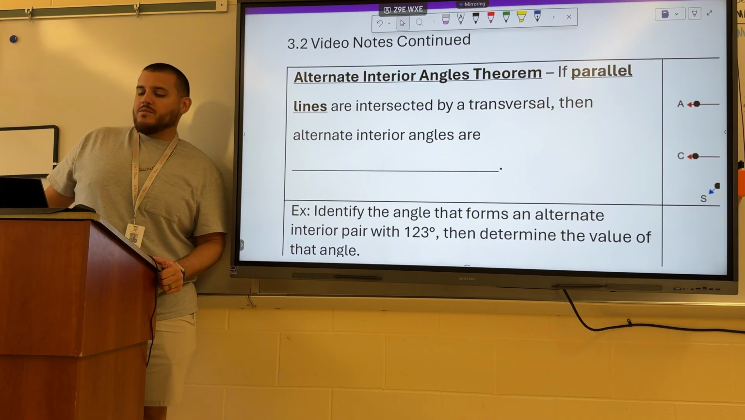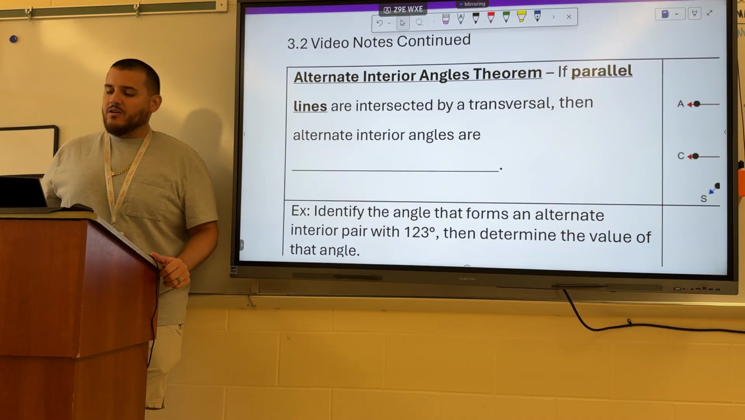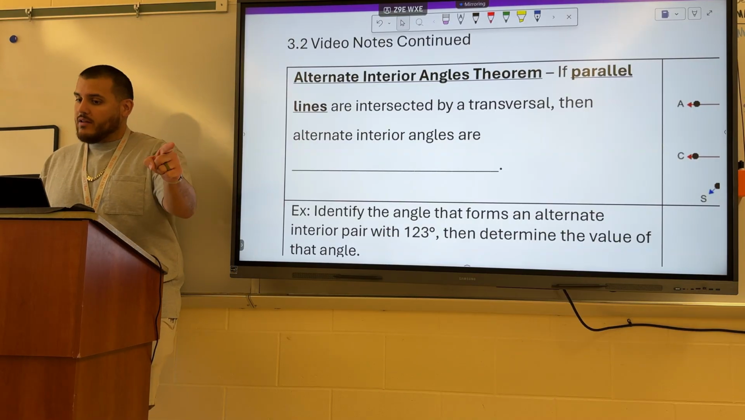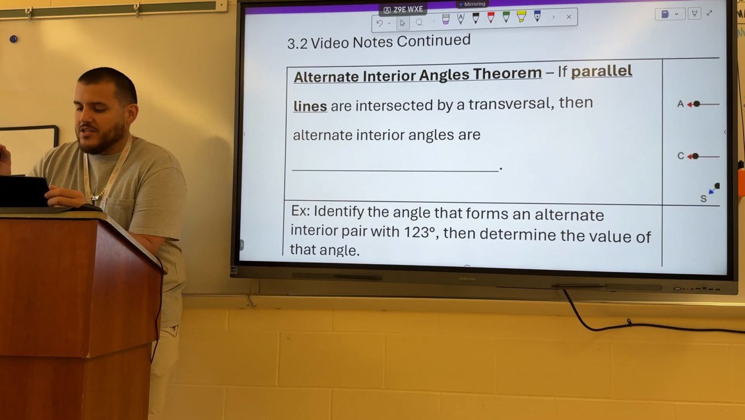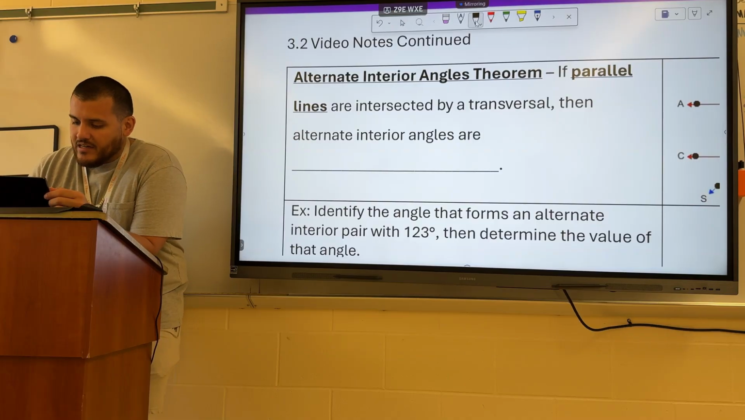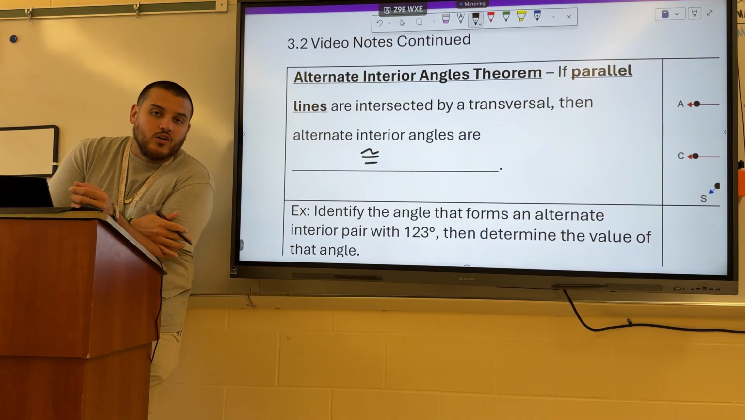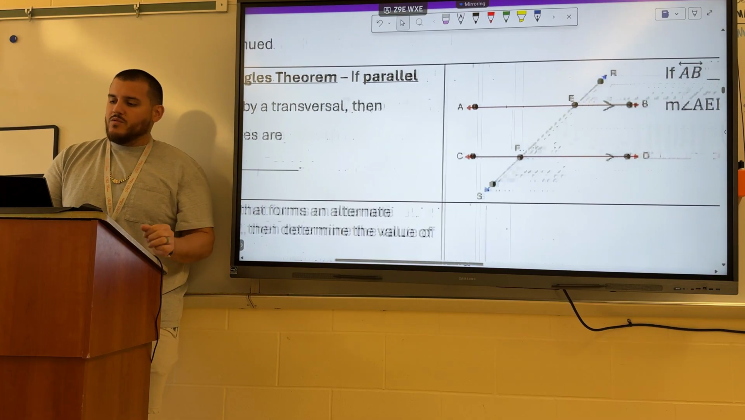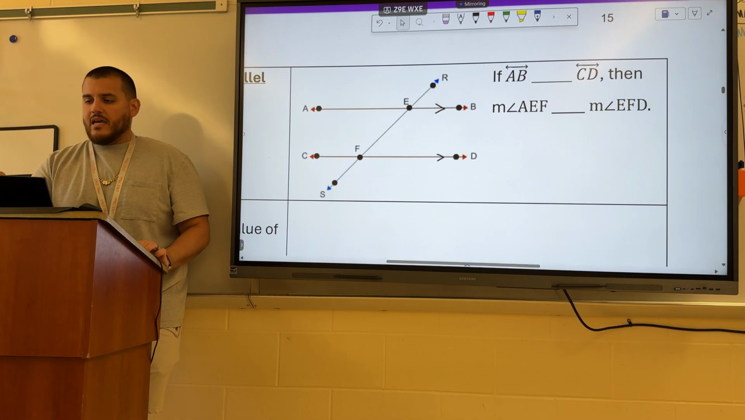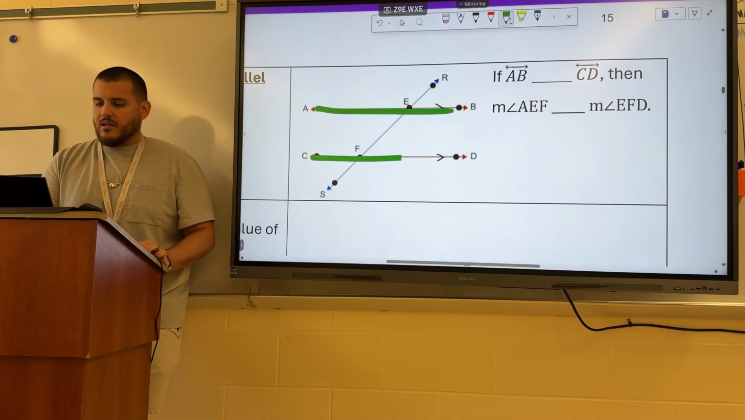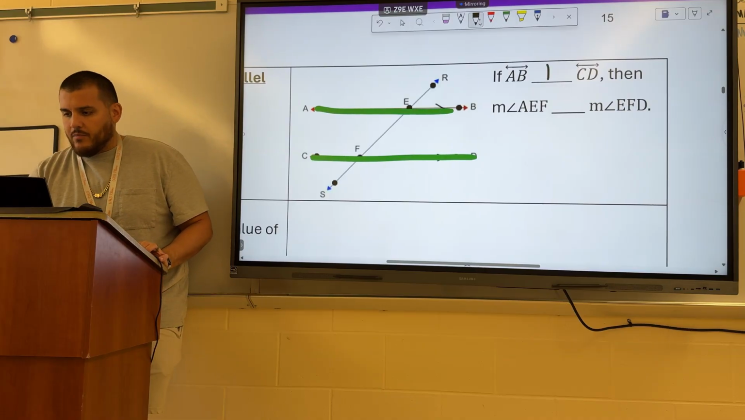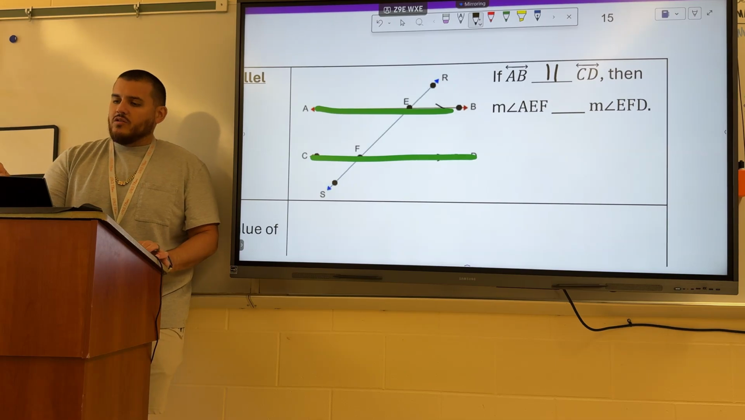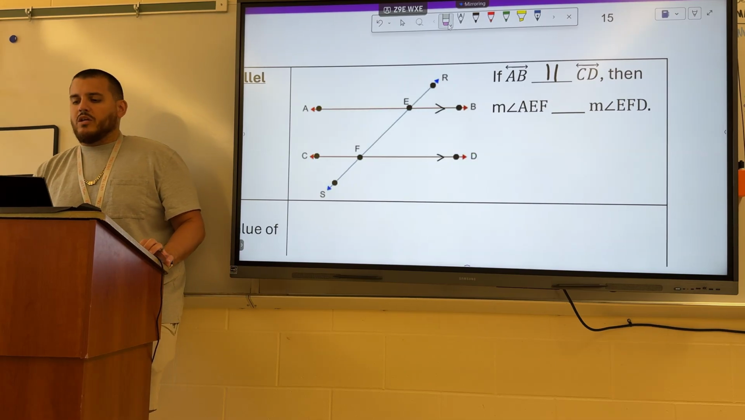Our second theorem we have to memorize here is the alternate interior angles theorem that tells us if parallel lines are intersected by a transversal, then alternate interior angles are congruent to each other. These are also going to be equal in measure. So we look at our visual. I can see that line AB here is parallel to line CD. They have matching amount of arrows on them. If that's true, then our alternate interior angles will be congruent to each other.